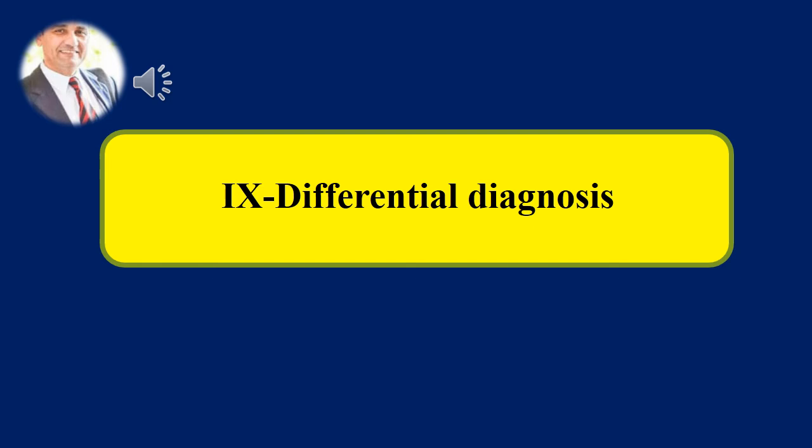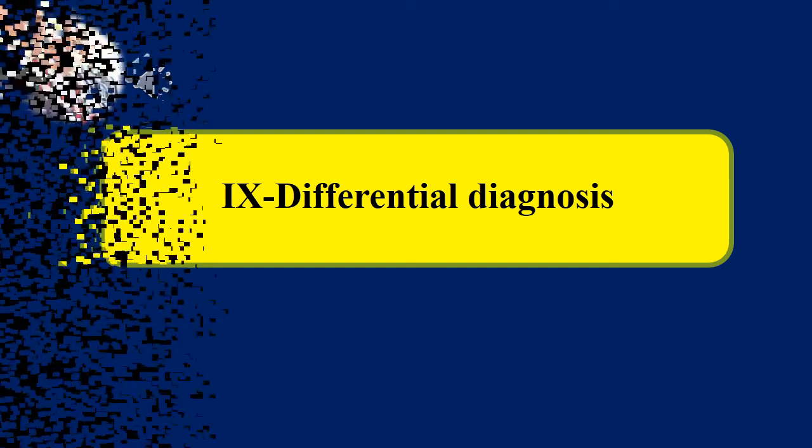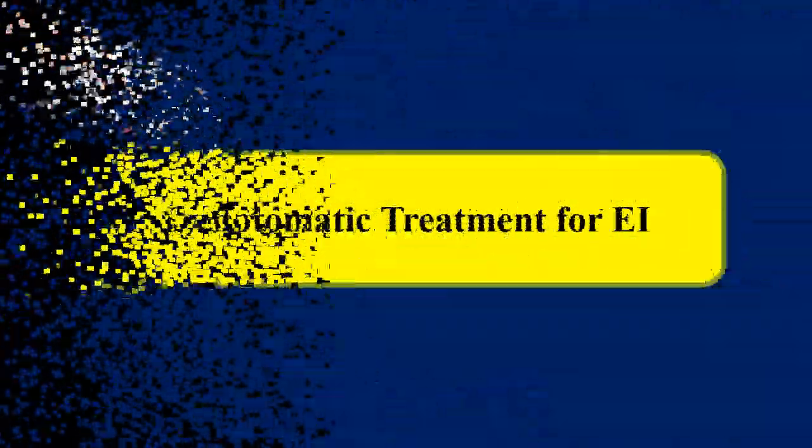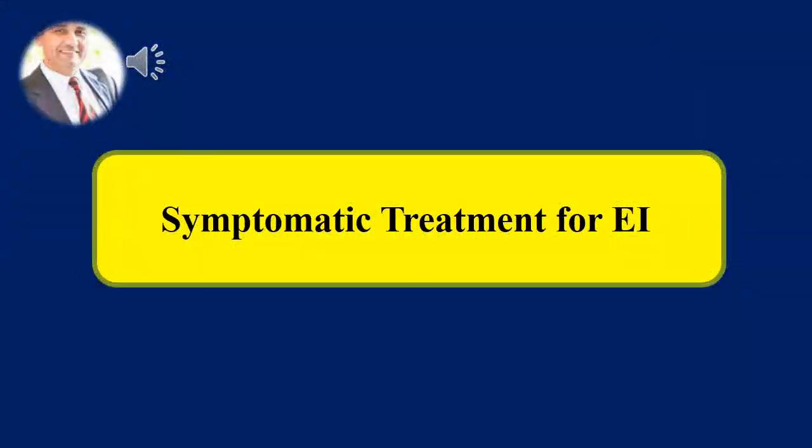Equine influenza has to be differentiated from equine viral rhinopneumonitis, equine viral arteritis, African horse sickness, strangles, glanders, and lungworm infestation. Symptomatic treatment of equine influenza will be followed.